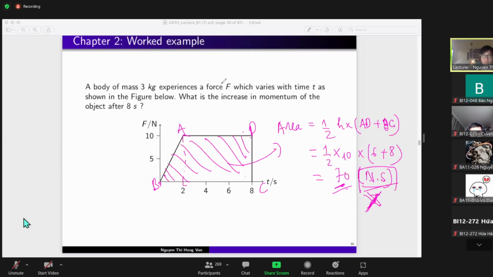Any questions? So this is a very simple question, and for us to imagine, it is a force acting on the object that changes during the time from A to B. It increases until here, and then it becomes constant. And the impulse during 8 seconds is the area of this one.